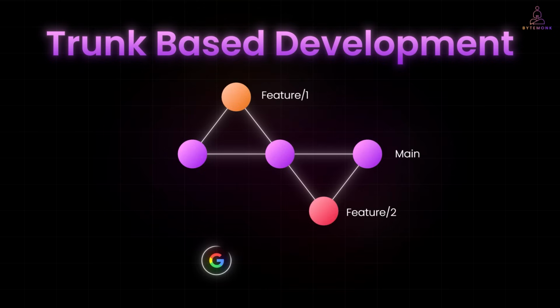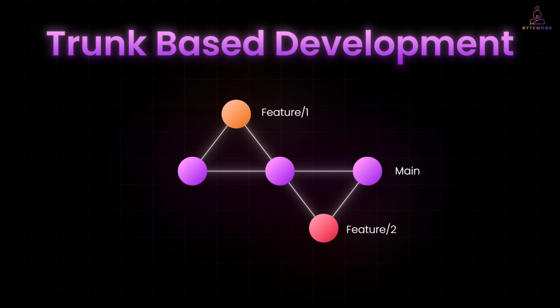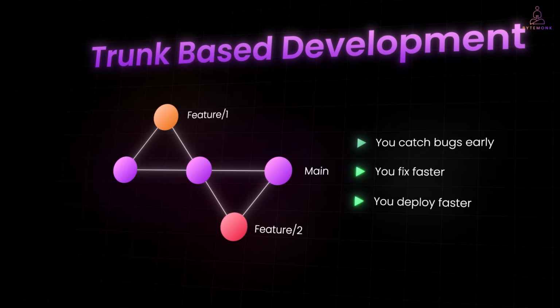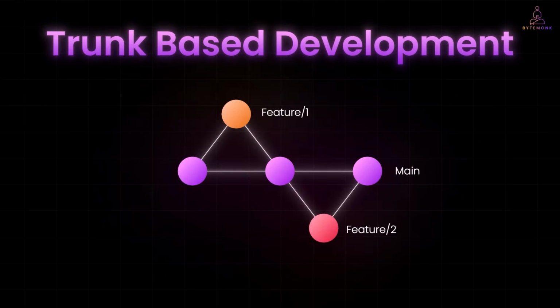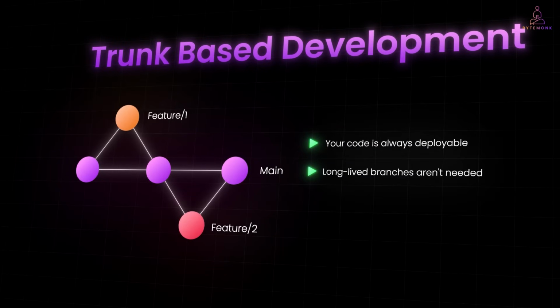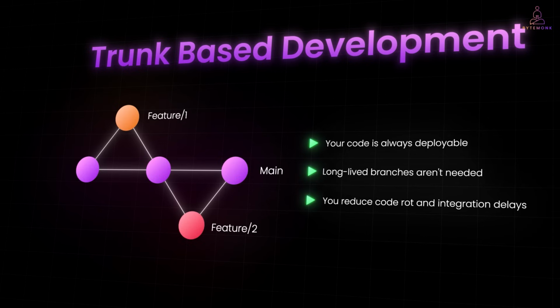When everyone commits to the same branch and tests run on every commit, you know immediately if something breaks. CI systems like Google's Blaze, Meta's Sandcastle, or Amazon's internal pipelines kick in on every change. This tight feedback loop means you catch bugs early, you fix faster, and you deploy faster. In trunk-based development, new features are hidden behind feature flags. So even if a feature isn't fully done, it can be merged into main, just disabled in production. This means your code is always deployable, long-lived branches aren't needed, and you reduce code rot and integration delays.